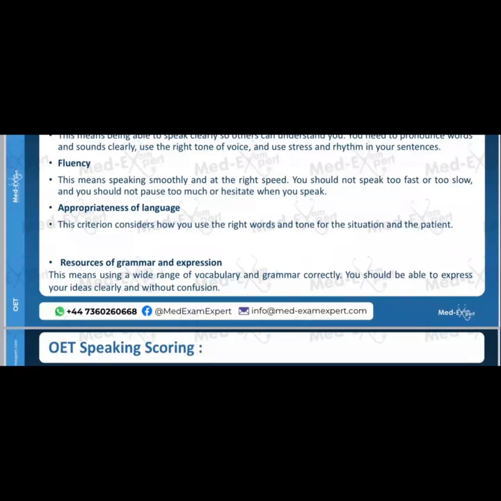Resource of grammar and expression means using a wide range of vocabulary and grammar correctly. You should be able to express your ideas clearly and without confusion.